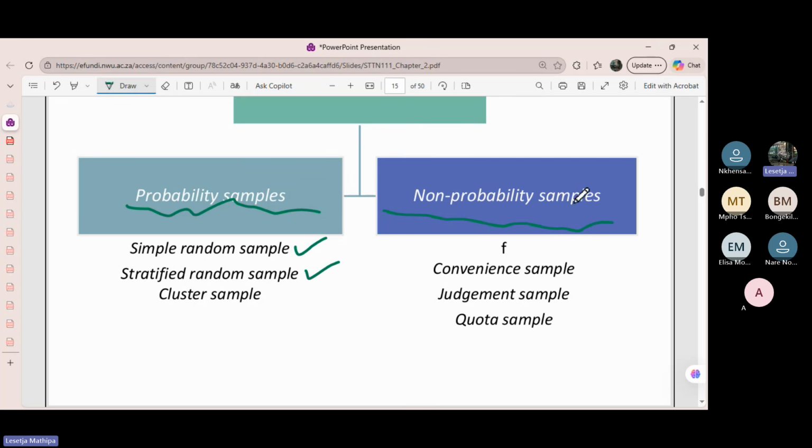The rest are scenarios where they're going to give you a scenario, then they can ask about the sample error, whether you're going to check if it's convenience, judgment, quota sample, cluster sampling. The calculations are these two. So you must make sure that you know the different types of probability sampling and non-probability sampling here.